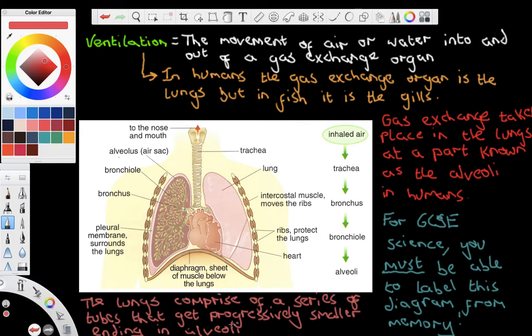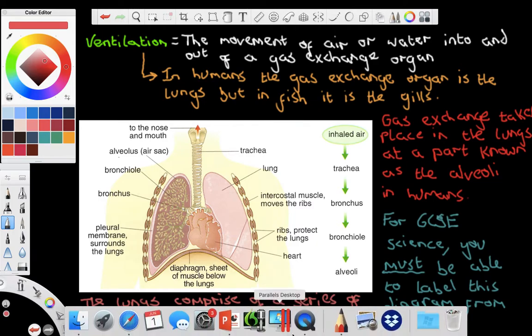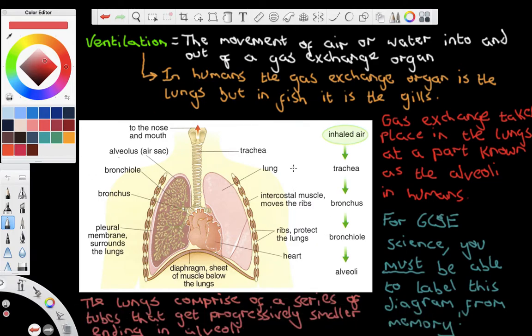Okay, so we need to clear the screen. You must learn these labels, okay? There's no way I can do that for you. You need to simply be able to label this diagram.